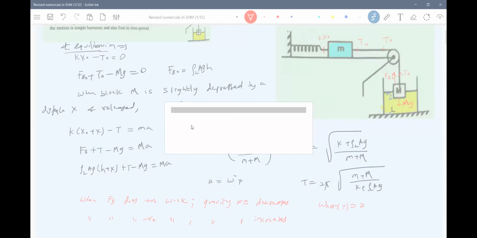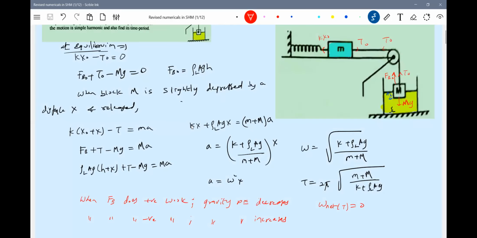SHM is the best topic again to revise all of your mechanics. I'm making it clear, or all of physics also, except modern physics and optics. The remaining things you can revise with the help of SHM. So many numericals are there with this one. So it's the best topic where you can revise 80% of the physics syllabus.